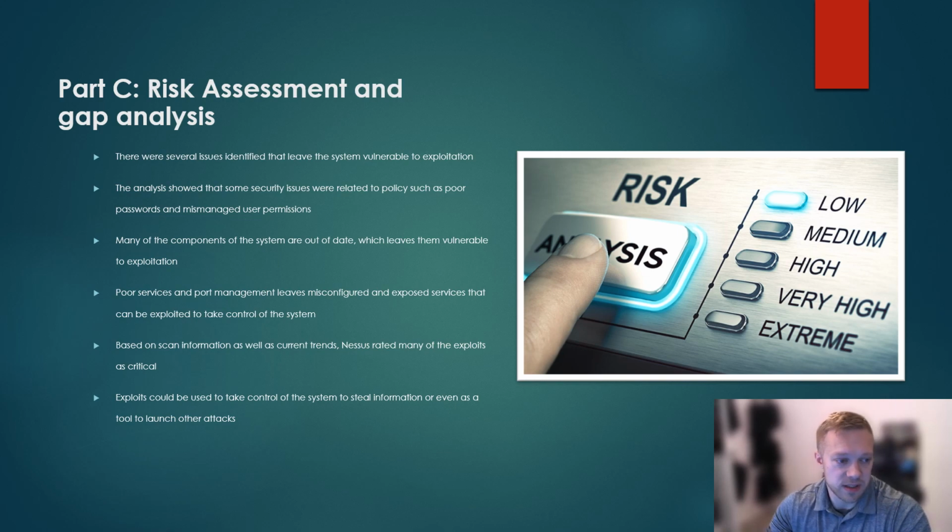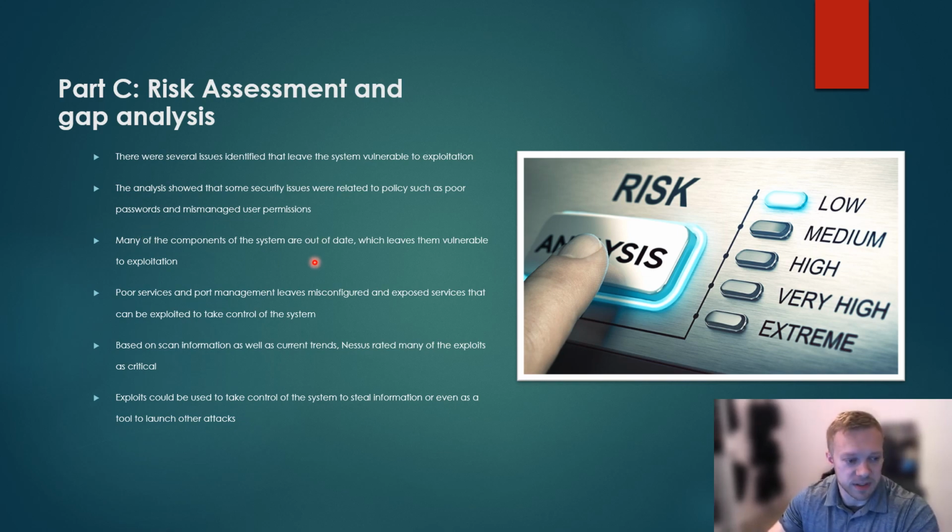The analysis showed that some of the security issues were related to policies such as poor passwords, which we saw in the VNC, and mismanaged user permissions. The root user was also active and very easy to get to. Other accounts had root access. We saw that in some of the earlier scans.